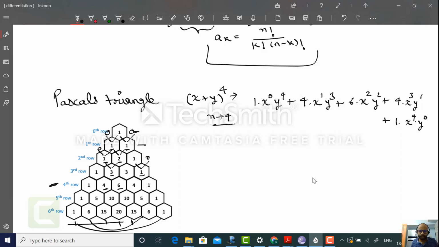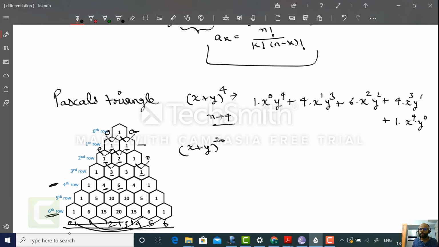There's one more thing that I want you to notice. Whatever the row is, for example, here this was the fourth row, it had 5 terms: 1, 2, 3, 4, 5. If there is a sixth row, it has 7 terms: 0, 1, 2, 3, 4, 5, 6. Number of terms are 7. So whatever the power of (x plus y) is, the number of terms in the expansion you'll be getting is n plus 1.